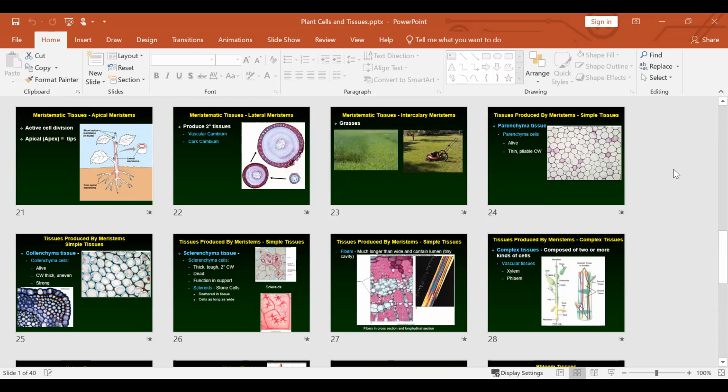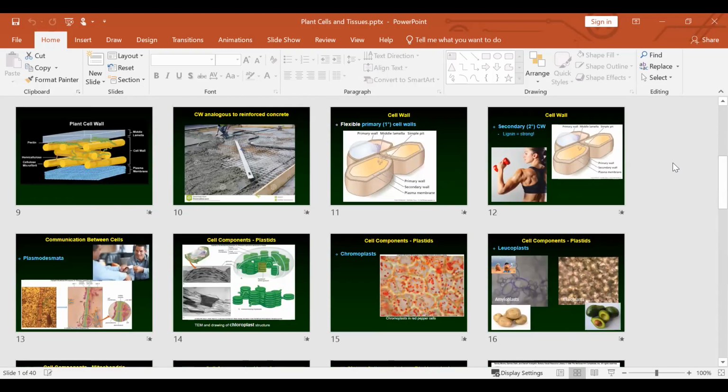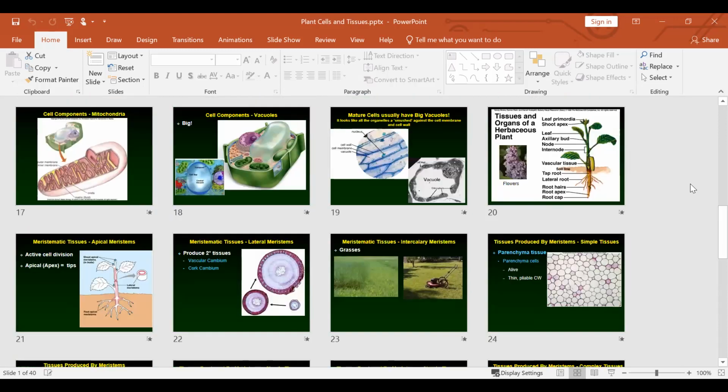Correct. But then, can you just kind of explain to me, because it says the tissues produced by meristems, simple tissues, like above. Where? If you just went back to where you were for the parenchyma cells for 24. Mm-hmm.